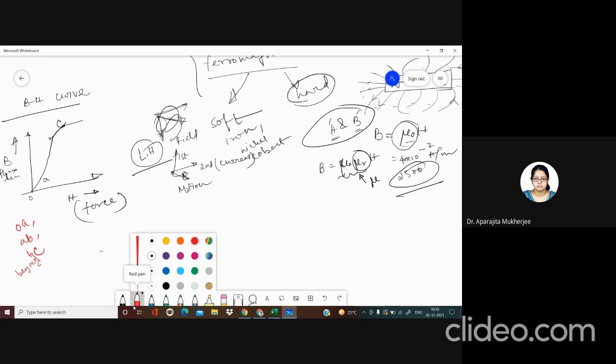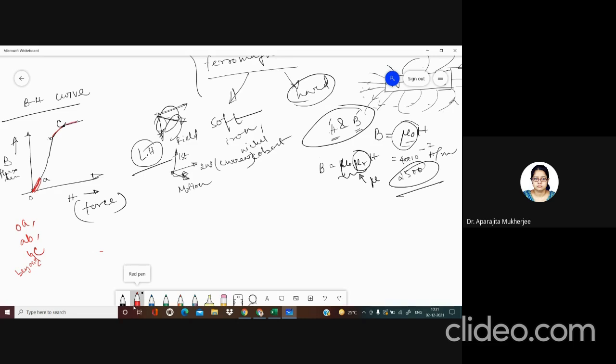Now for next we can say that during the region OA, the increase in the flux density is very small. But in the next region, from A to B, we can see that B increases almost linearly with the magnetizing force H. In region BC, the increase in the flux density is again small, and in the region beyond C, the increase of the flux density is almost constant.